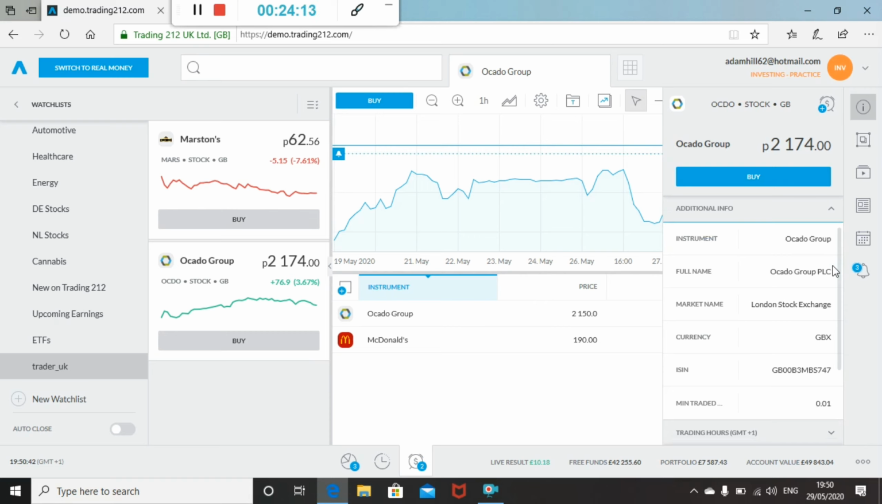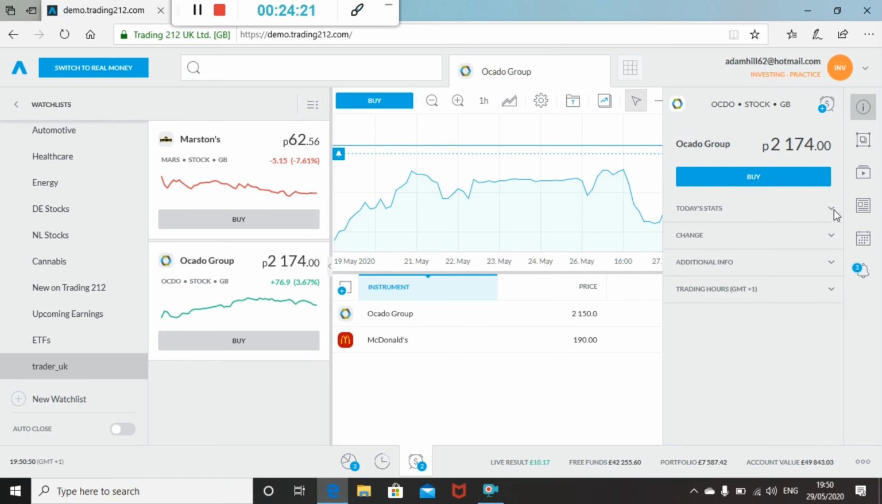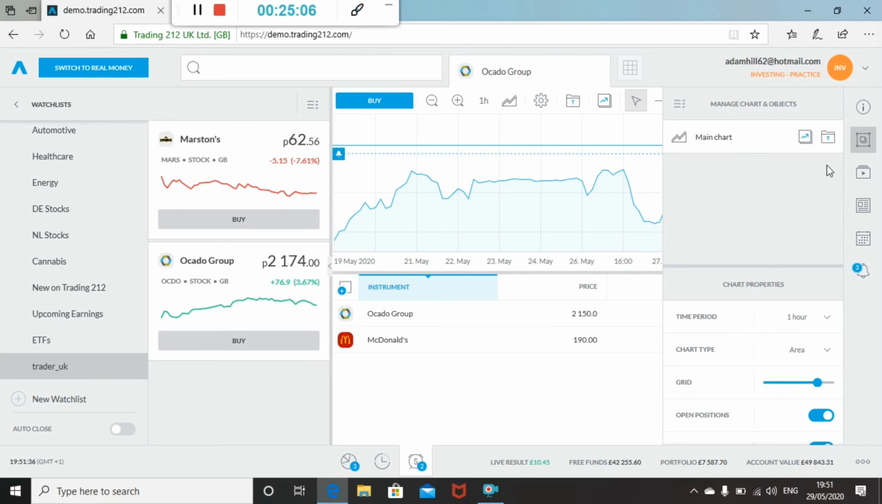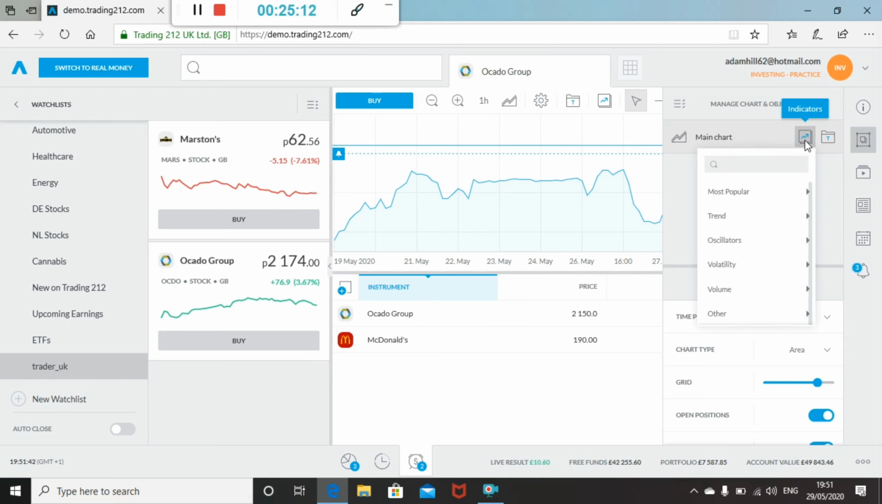If you did need some additional information on what exchange it's traded on, the currency, etc., it's all available on this drop down. And then trading hours for that particular market. Again, this platform is very advanced with its charts, so if you do use the charts for investing or day trading, you can expand on it here.